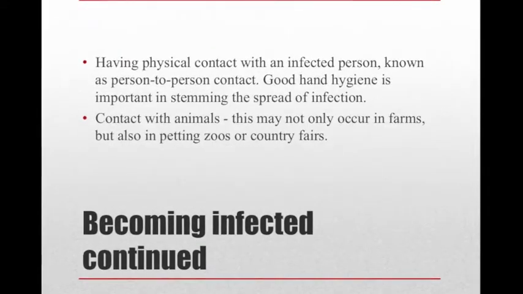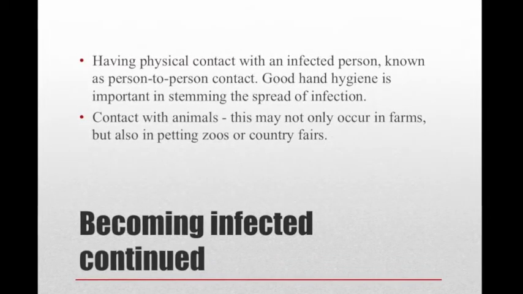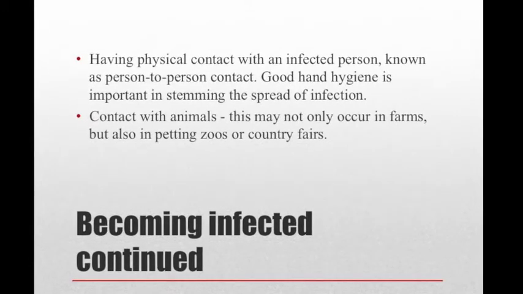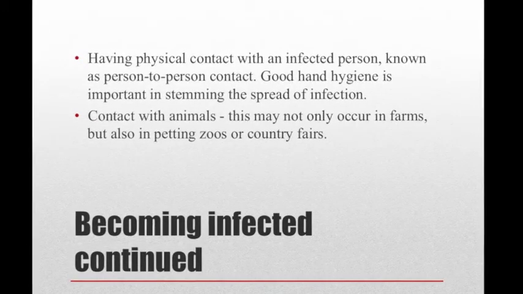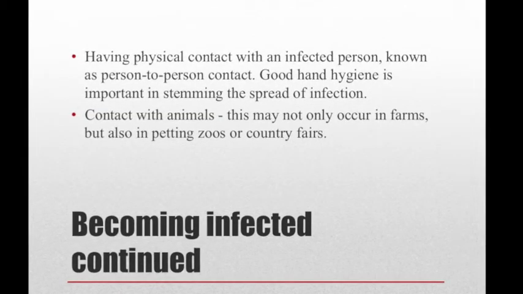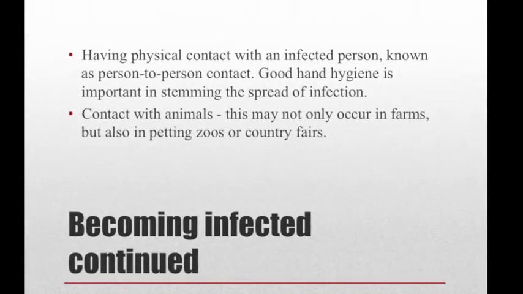Other ways that people may become infected with E. coli include having physical contact with an infected person, known as person-to-person contact. Good hand hygiene is important in stemming the spread of infection. Contact with animals can also make people become infected. This may not only occur in farms, but also in petting zoos or county fairs.